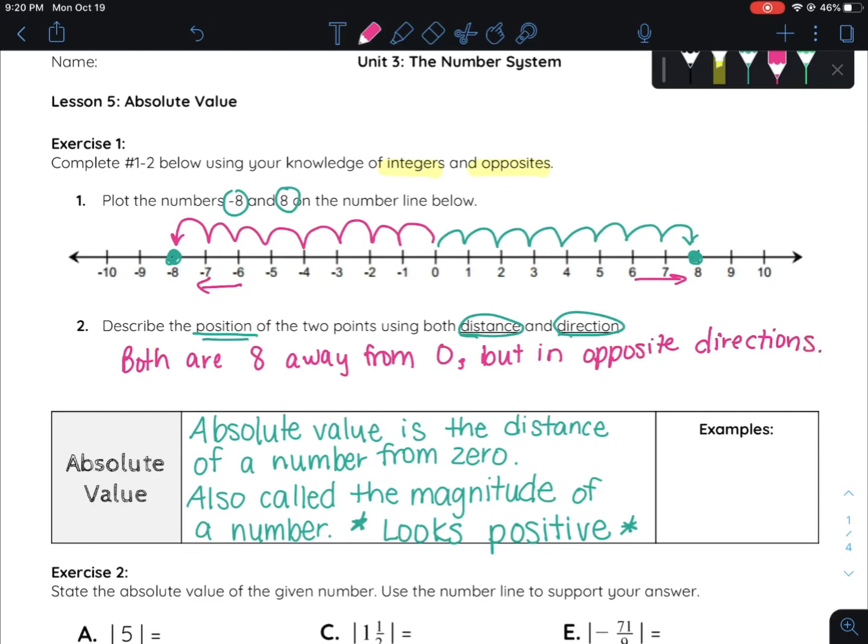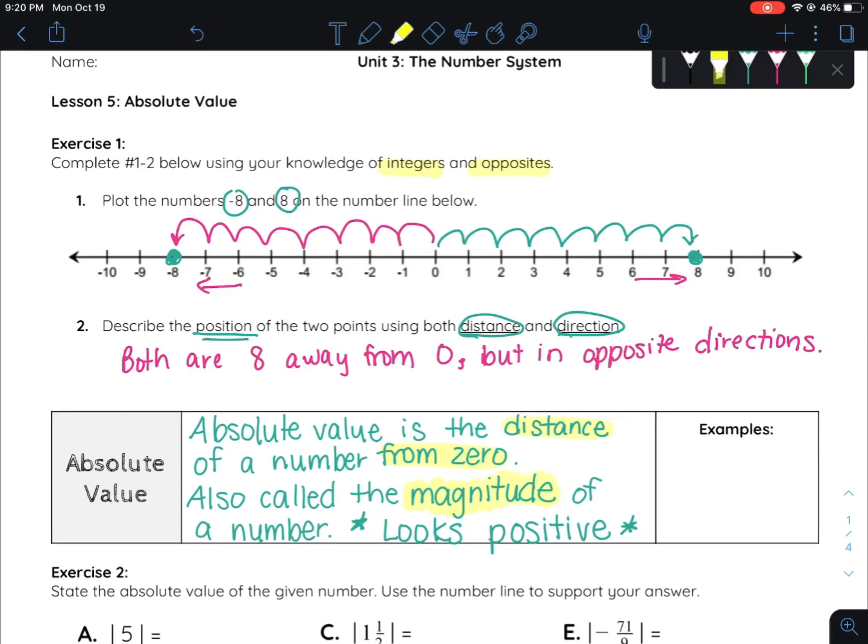That leads us to absolute value. So absolute value is just the distance of a number from 0. It does not tell you the direction. Okay, another name for absolute value is called the magnitude, and you will see this word today. All right, so the distance from 0, how far from 0.